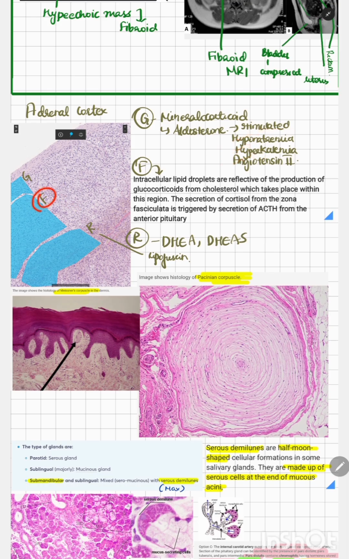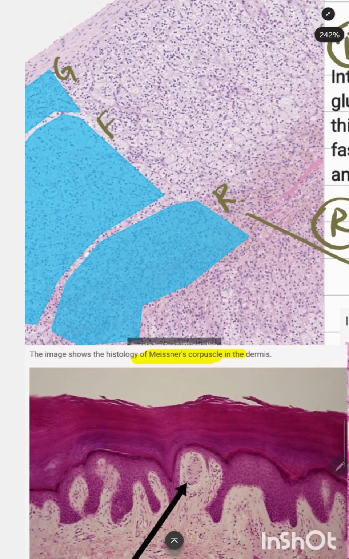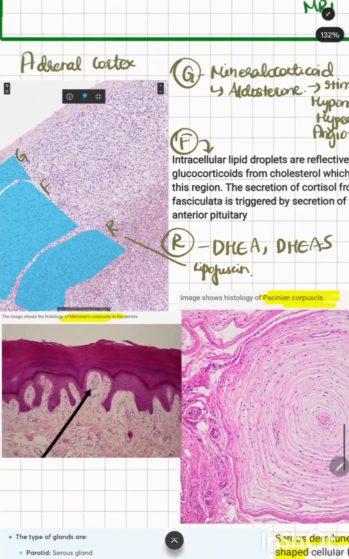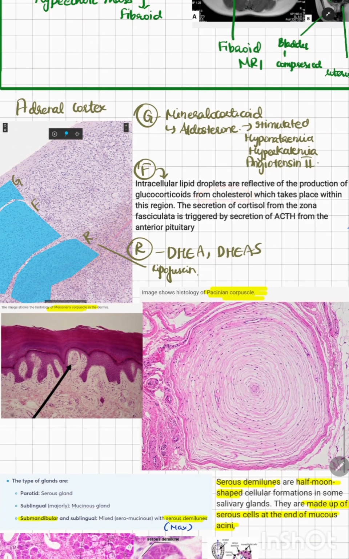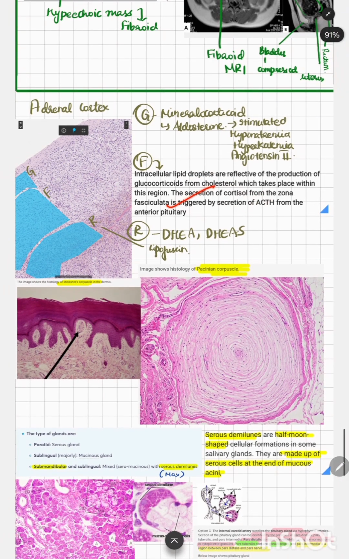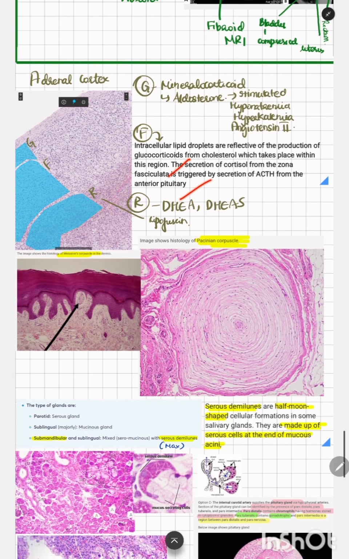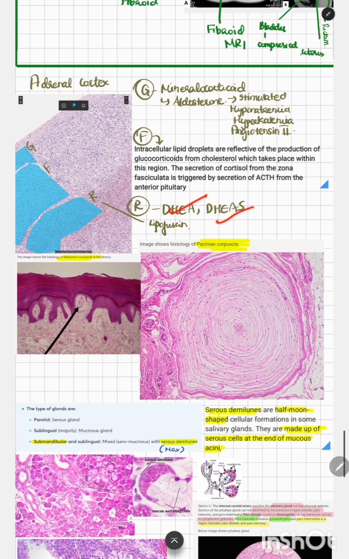The second layer is zona fasciculata, which will secrete the glucocorticoid hormones like cortisol, and it has got intracellular lipid droplets because the cortisol is synthesized from the cholesterol, right? So that is the reason why it has got storage of lipid droplets within the cells, and this is under the control of pituitary gland, whereas zona glomerulosa is not under the control of pituitary gland. Then comes zona reticularis, which will secrete DHEA, DHEAS.